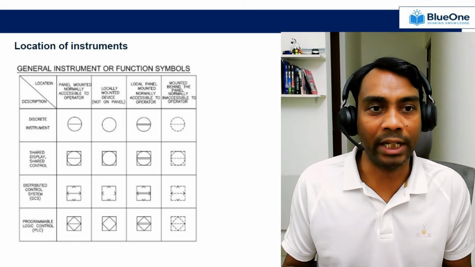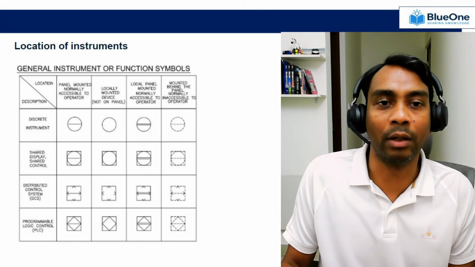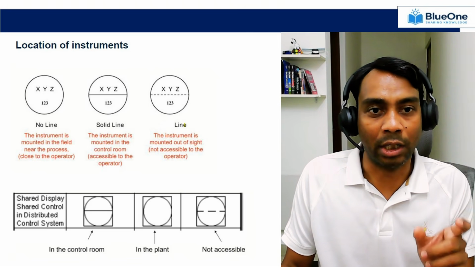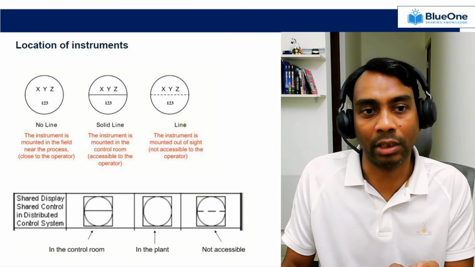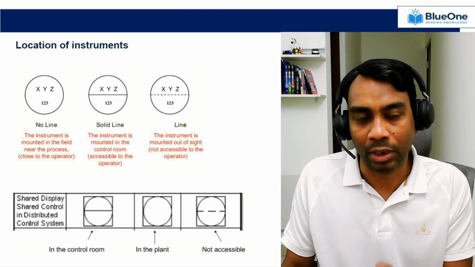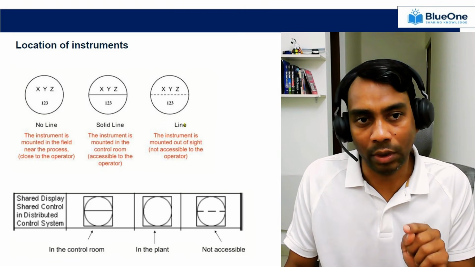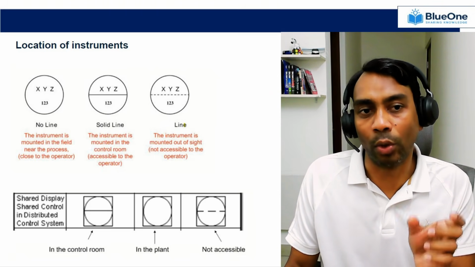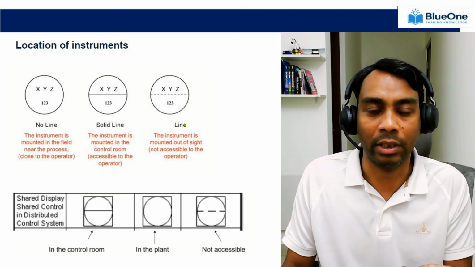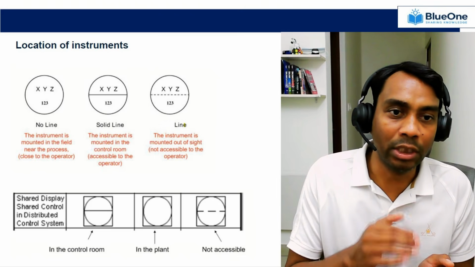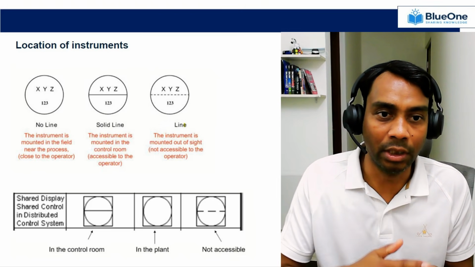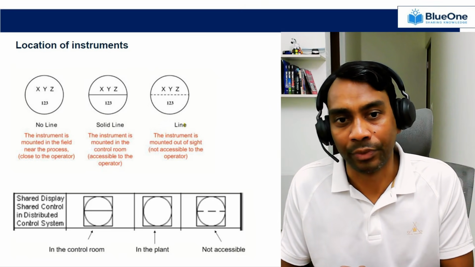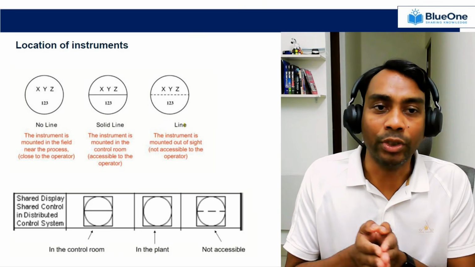So if you see any particular P&ID symbol, it will have these symbols attached to each and every instrument. So there are 3 different categories. If you see a round without a line, it indicates that your instrument is located in the field. If you see an instrument with a solid line in the center, it means this particular instrument is located in the control room, okay, and accessible to the operator.